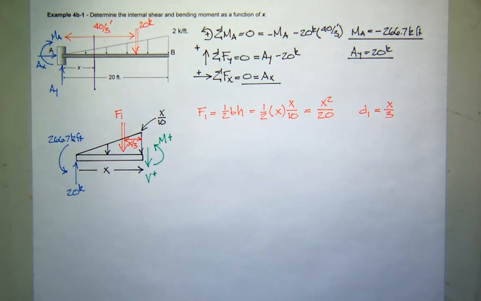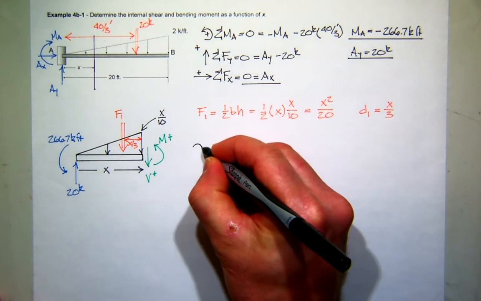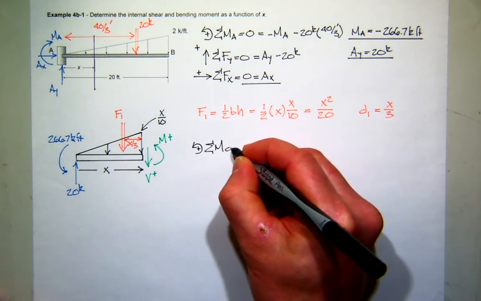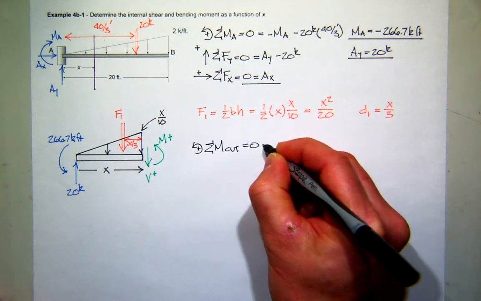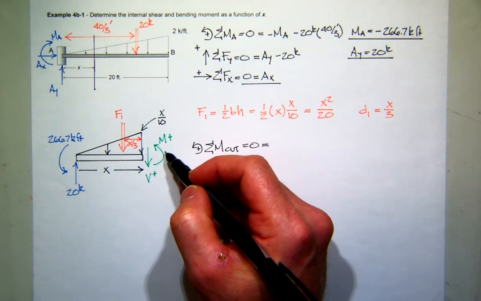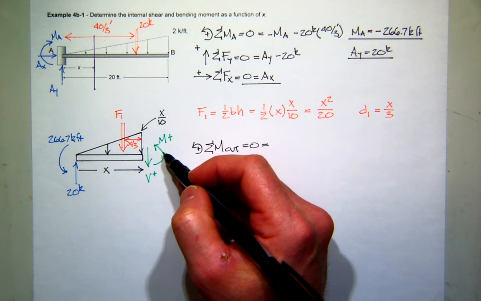So now we just do our equilibrium. So I'm going to sum moments about the cut, just like we've always done. So starting here, what kind of moment is this with my sign convention? The interior moment. It's positive, right?